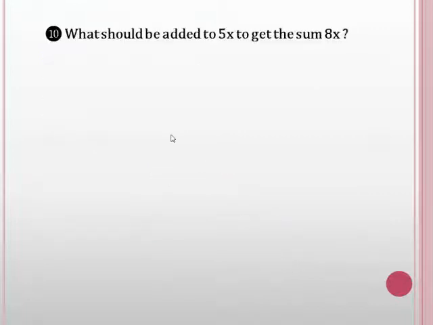Now students, here we are discussing some word problems from the same exercise. What should be added to 5x to get the sum 8x? Here's the solution, 8x minus 5x. Coefficients are subtracted, 8 minus 5. It means that we get the answer 3x.